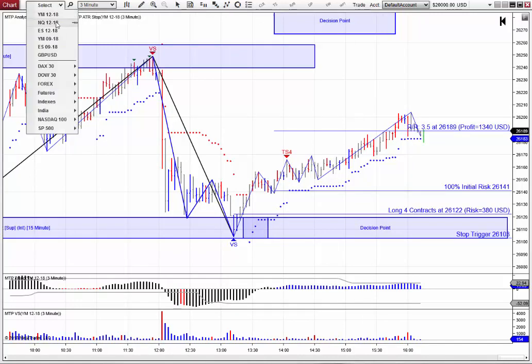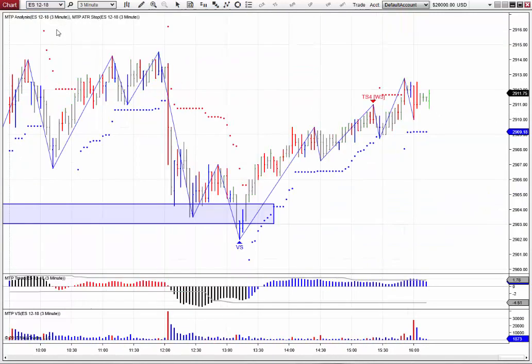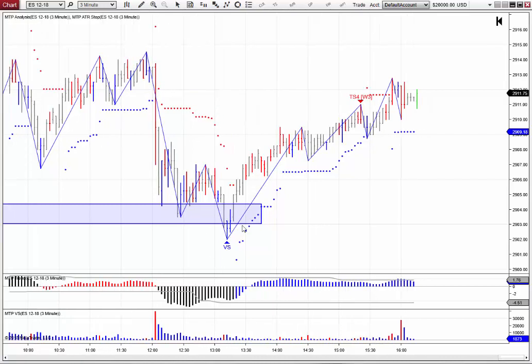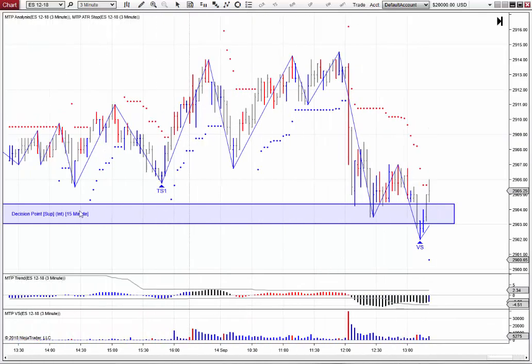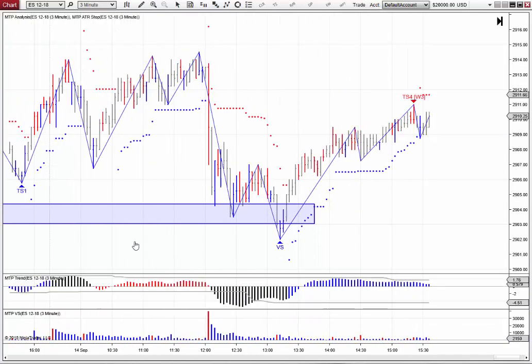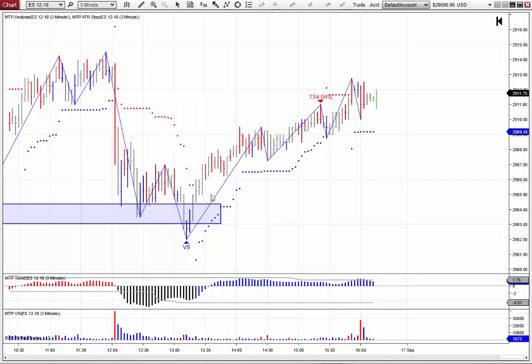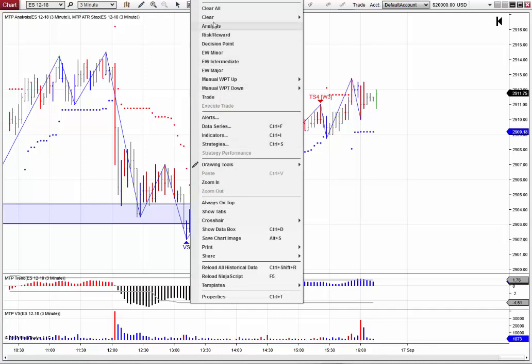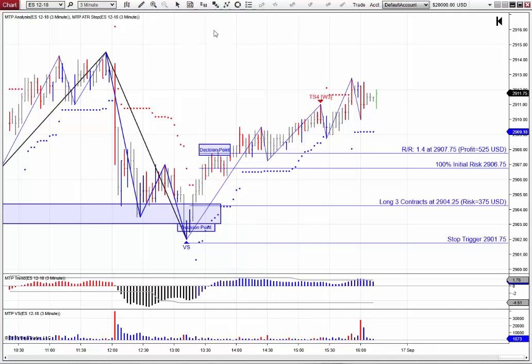The ES, just have a quick look at the ES. The ES was similar. It didn't have a sell setup earlier in the day, but did have a nice VS buy setup here. Again, there's our higher time frame support zone. It wasn't quite as clean and tidy as the YM, because the market had gone just below it and just back up again. But nevertheless, that would have been a nice trade there.